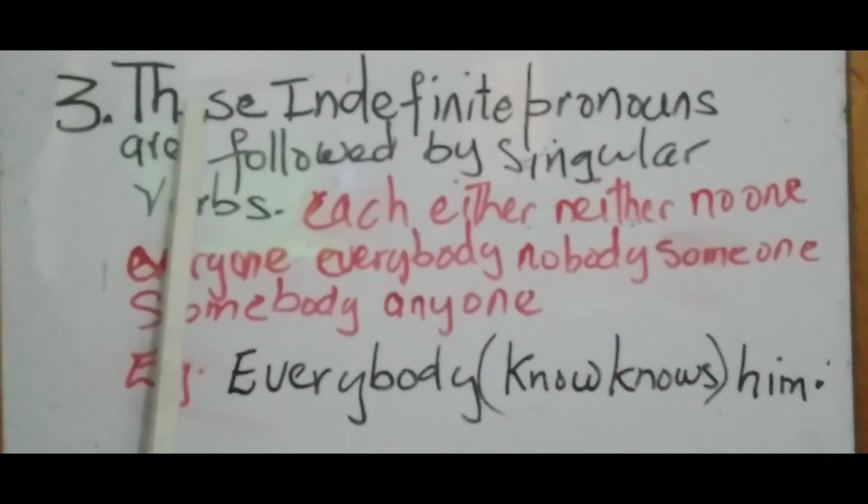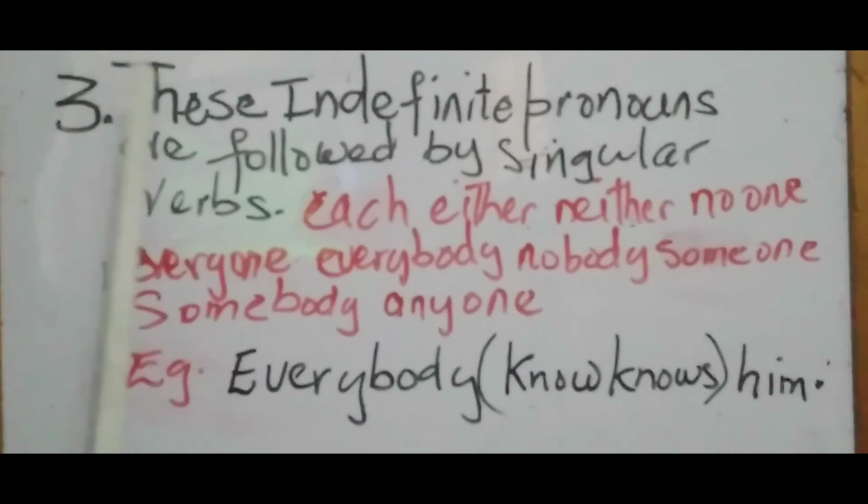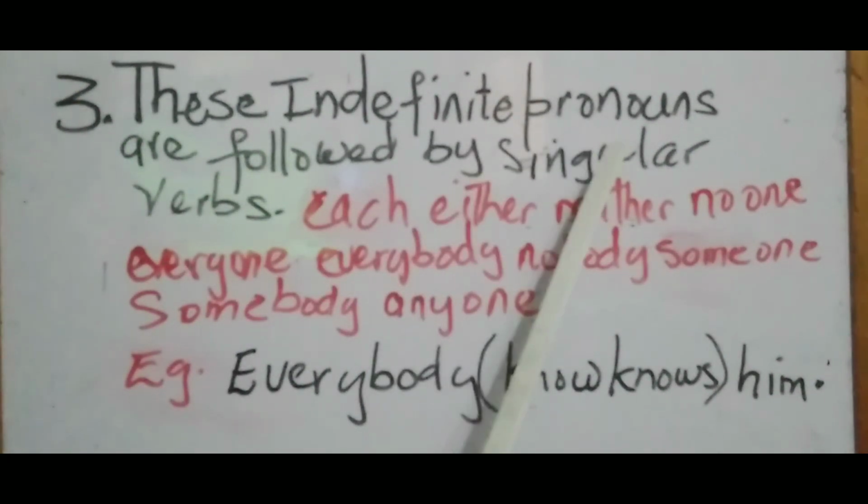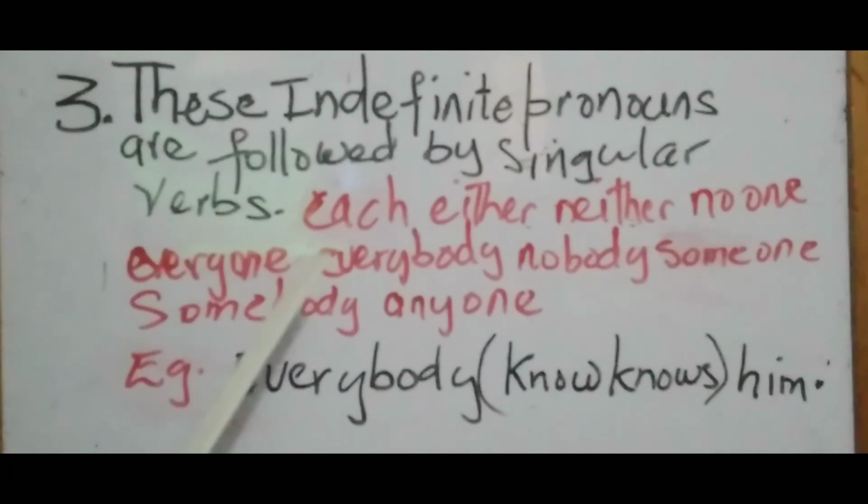So let's read here. These indefinite pronouns are followed by singular verbs. And let's name them: each, either, neither, no one, everyone, everybody, nobody, someone, somebody, anyone. So whenever you see these used in a sentence, they are usually followed by a singular verb.